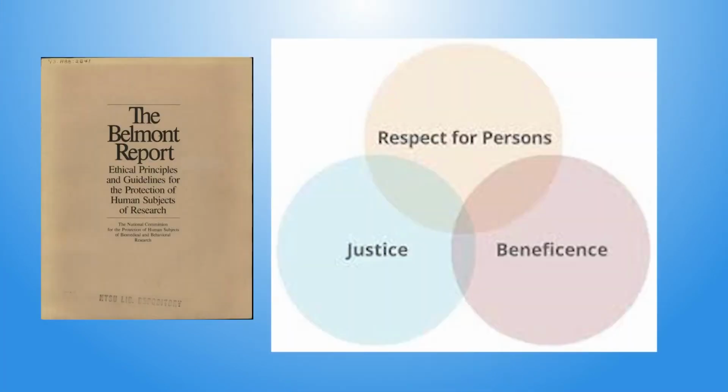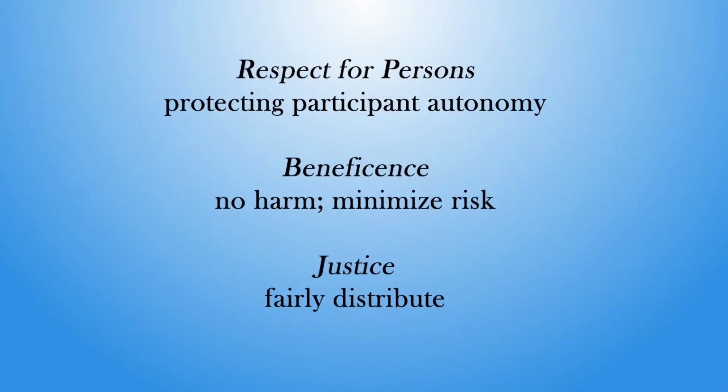The Belmont report helps to ensure that a research project considers three things: respect for persons, beneficence, and justice. This means that you are protecting the autonomy of the participants in your study, that you're not harming them and minimizing risks, and that you administer manipulations fairly. I'm going to use medical experiments here to help you understand this more.